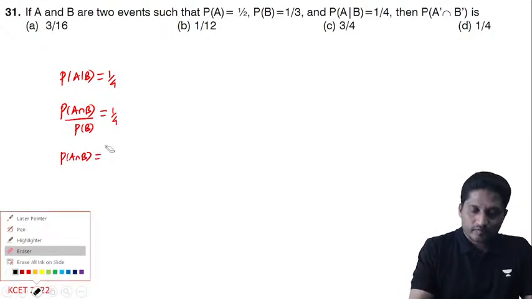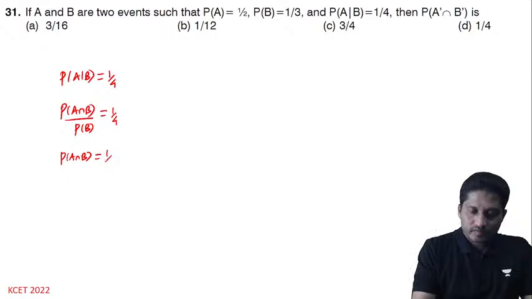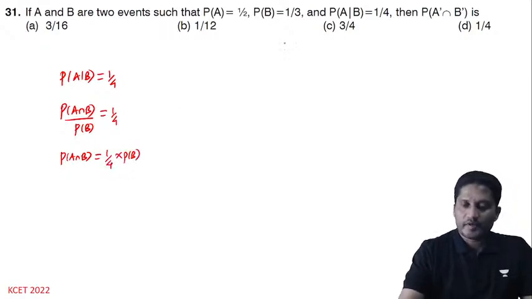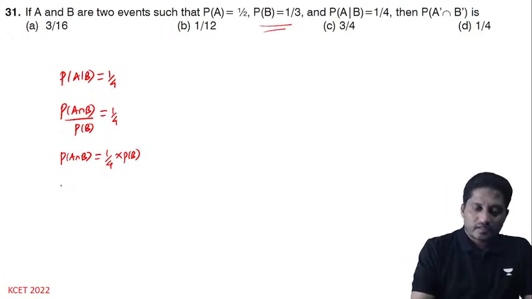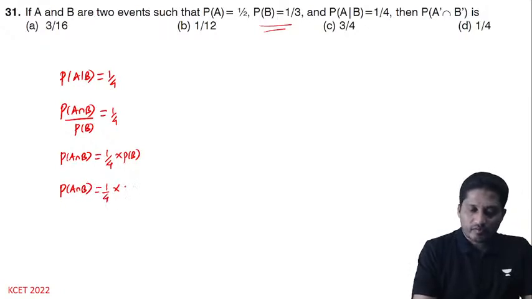So this is 1 upon 4 into P of B. Right, P of B is 1 upon 3, right? Now P of A intersection B is 1 by 4 into 1 upon 3. So this is 1 upon 12.